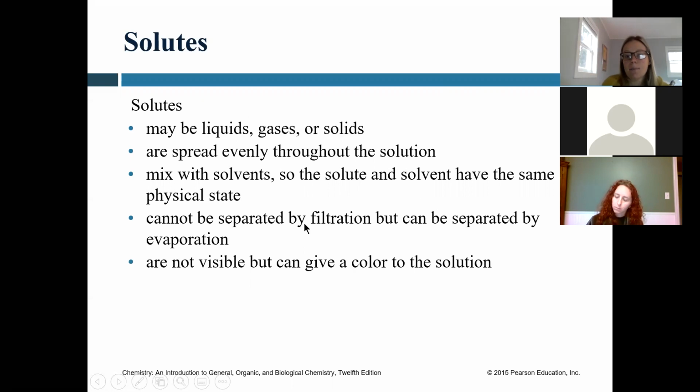These things cannot be separated by filtration. So I can't take salt water and pour it through filter paper and pull the salt out, but I can separate it through a process known as evaporation. I could put the salt water on a hot pan and evaporate all the water, and the salt would be left behind. The salt isn't going to evaporate.